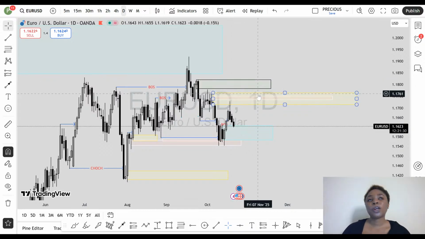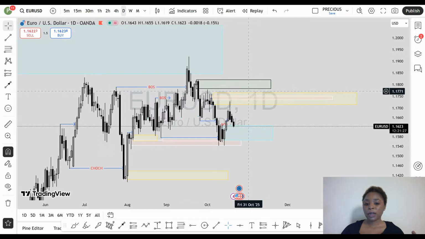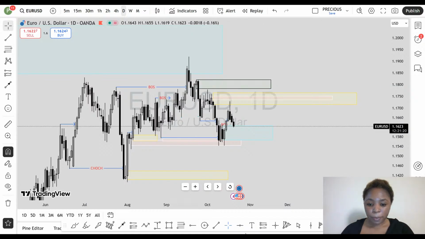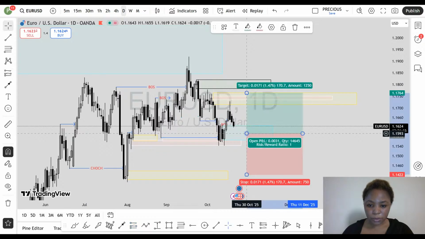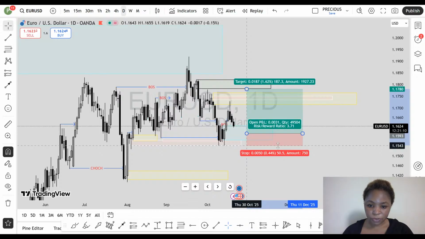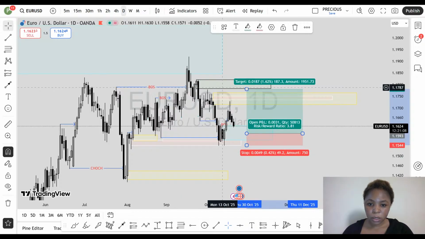A change of character to the downside will be the first break of structure after price mitigates my external order block here. So if I'm buying from this zone now, I want to put my take profit here. This is my take profit. This bearish order block is my take profit.